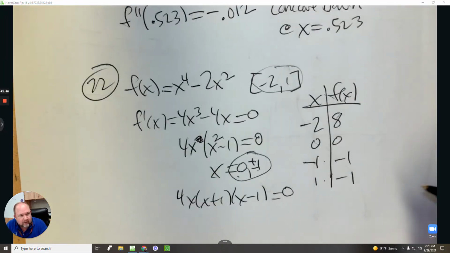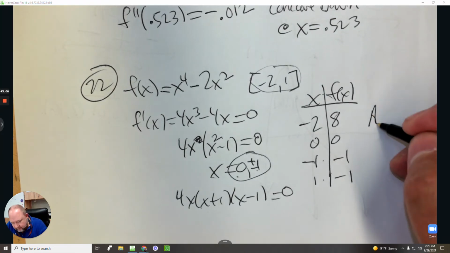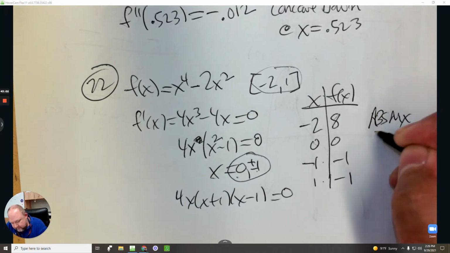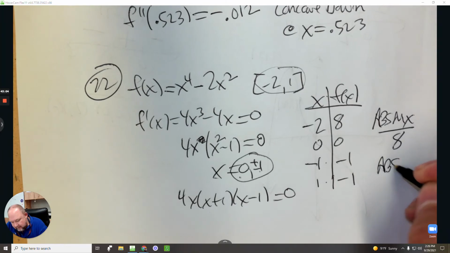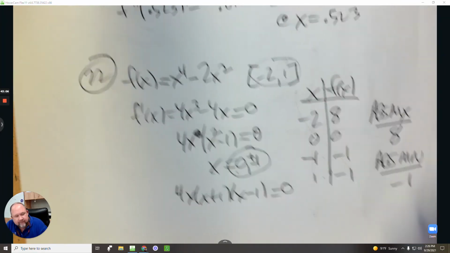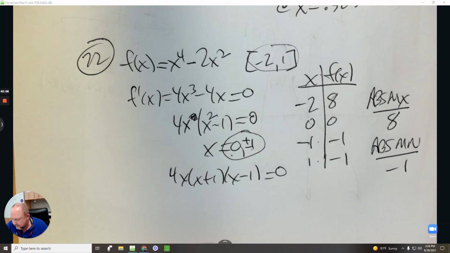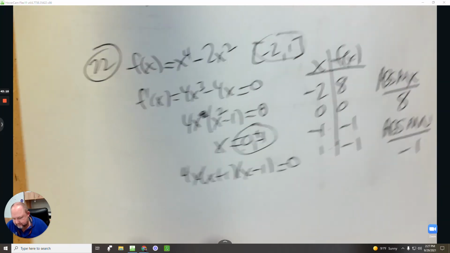And so looking at this, what wins for the absolute max? The answer is 8. What wins for the absolute minimum? The answer is negative 1. 23.